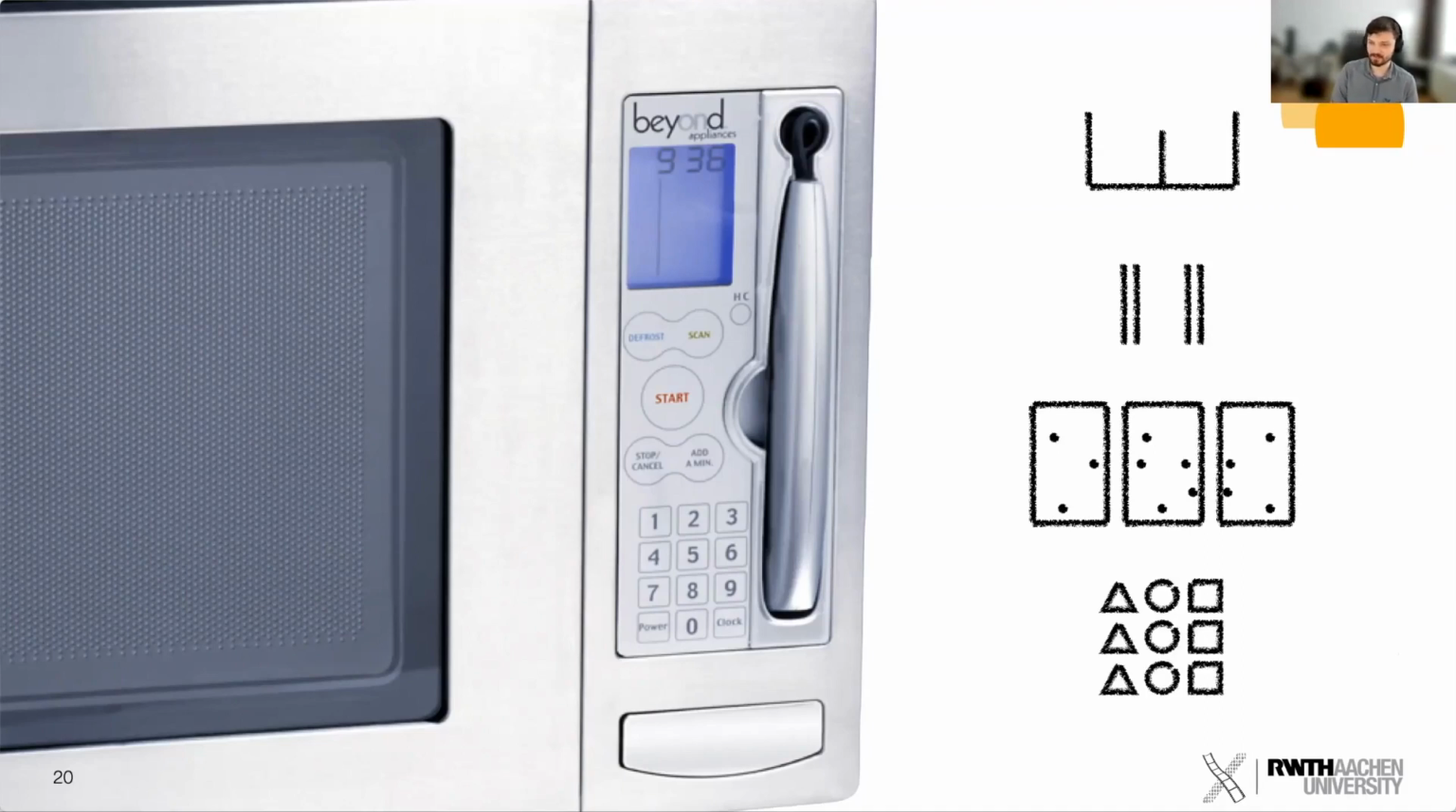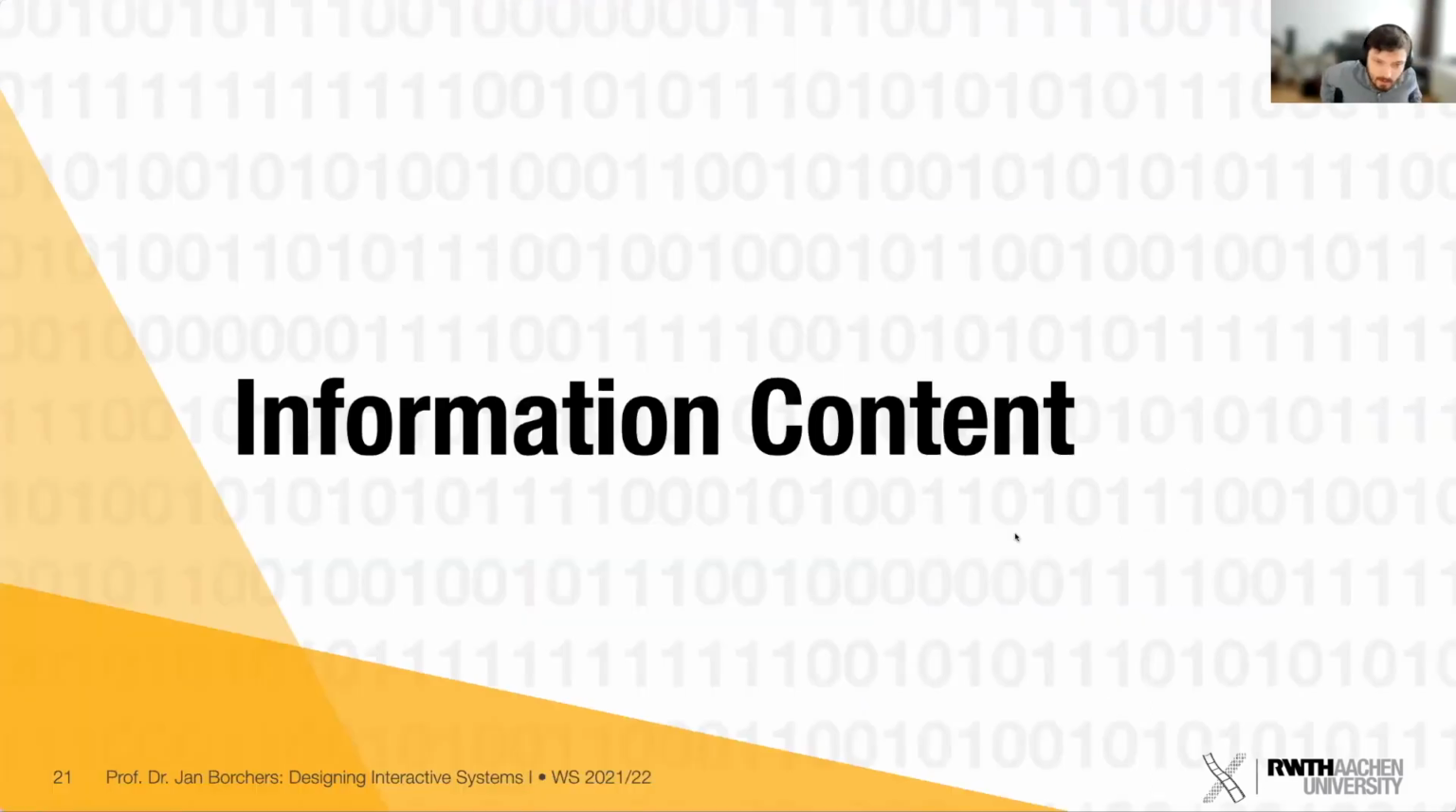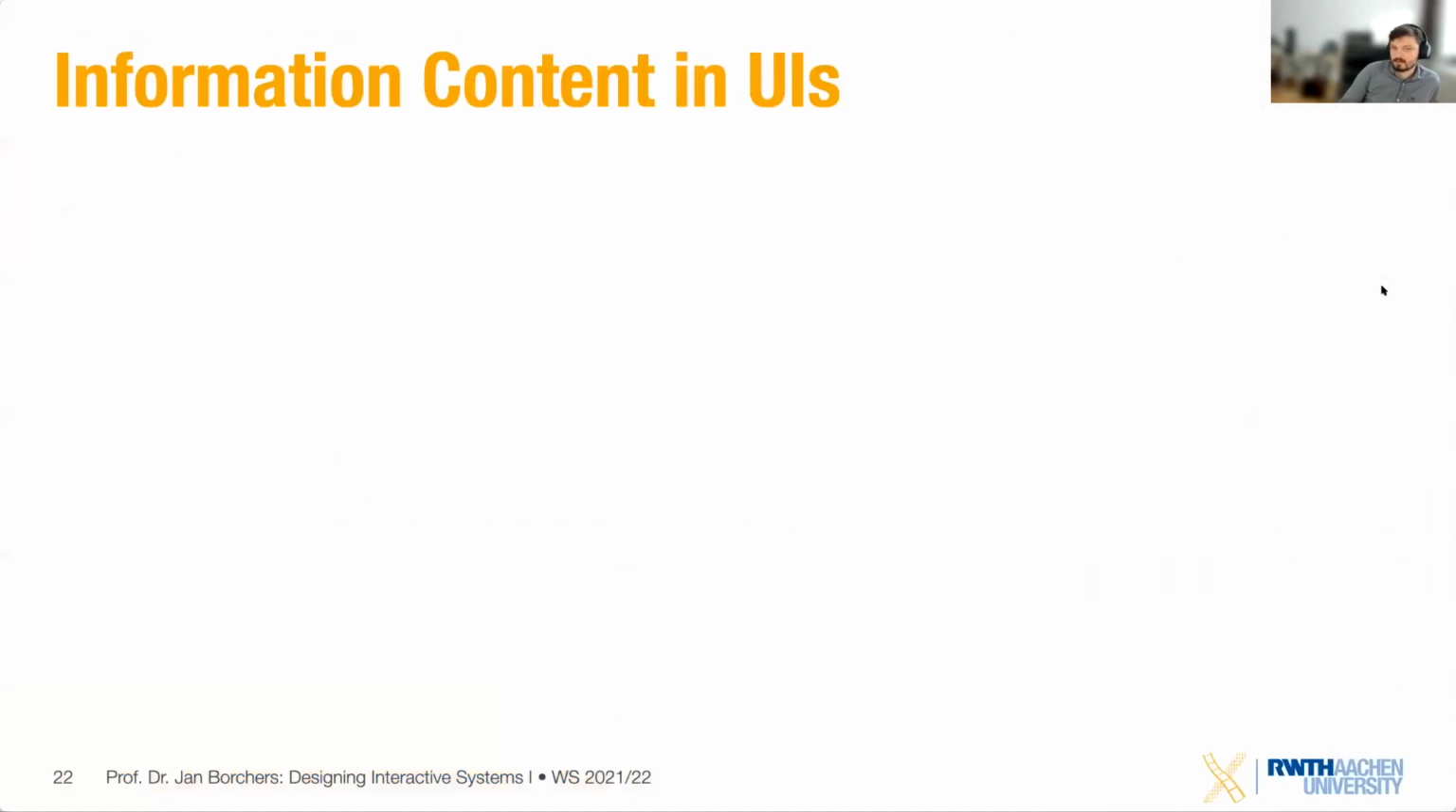We, of course, have also simple images here, but I think we covered all of them. Then I would say we can start with the next chapter, which is about information content. Information content is a theory about bits and bytes of user interfaces.